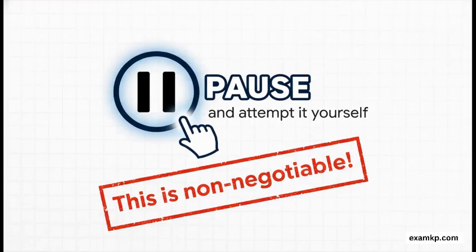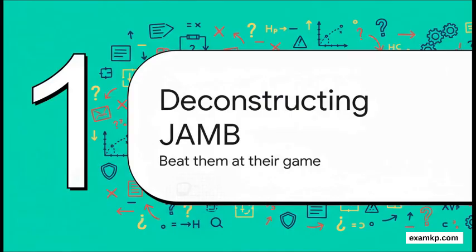Okay, listen up because this is the most important rule of the day. For every single question, before I break it down, you must pause and try it yourself. Seriously, that's how you build the mental muscle for a high score. It is non-negotiable. All right, let's get down to business. In this first section, we're going to break down some of JAMB's favorite questions. We're going to see how they think so we can beat them at their own game, understand their patterns, see their traps, and learn how to walk right past them to grab those marks.